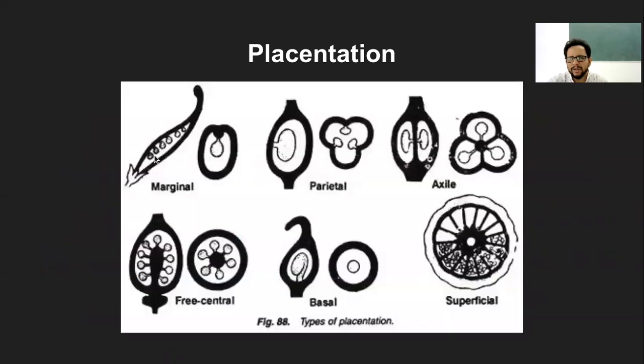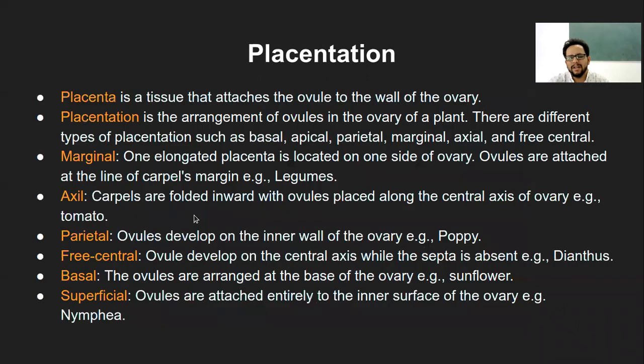So just to show you, this is also marginal, like in the first diagram, they are attached on one side or at the margin of this ovary. Ideally, this would have been the ovary, which is now shown here as a fruit. And even in this one, the seed or ovule is attached to one side of the ovary. So that way it is marginal, and this is usually at the base of the ovary, if at all it has to be marginal. So that is the marginal placentation.